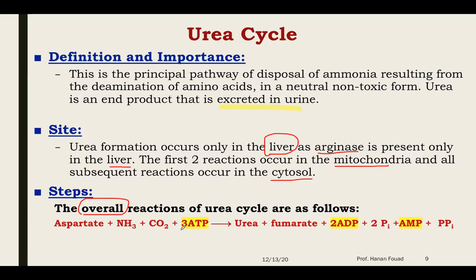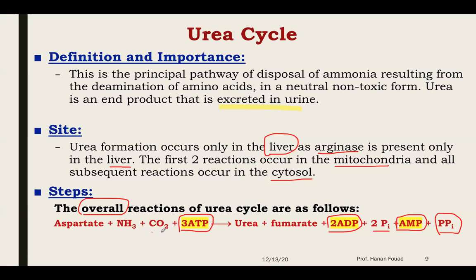We consume 3 adenosine triphosphate. 2 of them will be broken down into adenosine diphosphate. 1 of the 3 will be broken into adenosine monophosphate. We consume 3 adenosine triphosphate. 2 of them will give me 2 adenosine diphosphate and 2 phosphoric acid. 1 of the 3 molecules will be broken into adenosine monophosphate and PPi. PPi means 2 phosphoric acid conjugated together. They are called pyrophosphate.